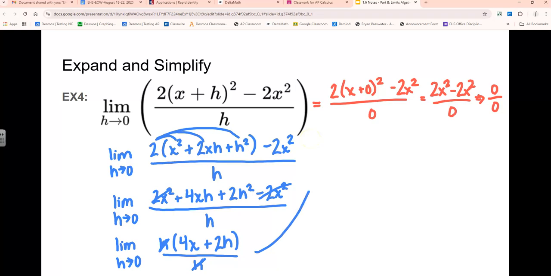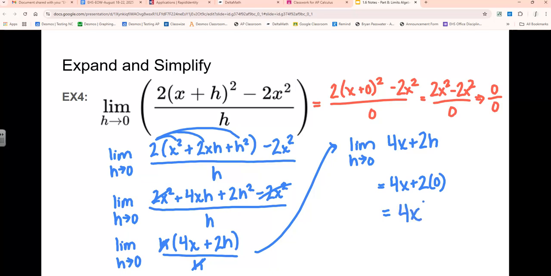meaning that we now just have the limit as h approaches 0 of 4x plus 2h. And if you had factored out the 2, you'll have 2 times 2x plus h. You're going to get the same answer when you plug in here anyway. Once that h cancels, you want to plug in 0. What do we plug in 0 in for? The h and the h only, right? So this is going to be 4x plus 2 times 0, which is just going to give us 4x.